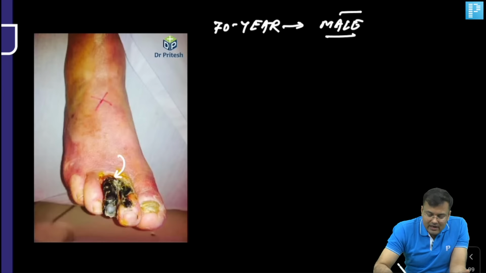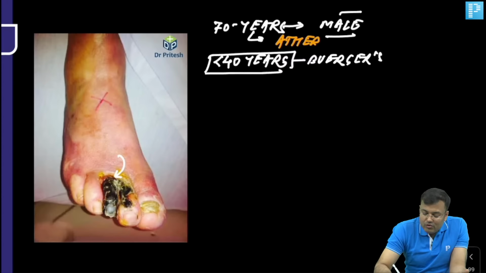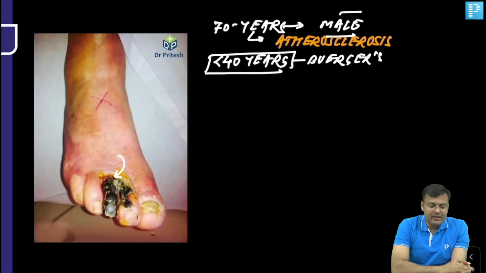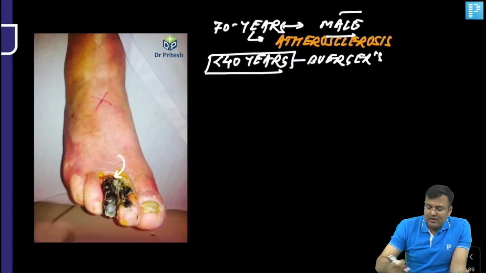If I ask, if the age is less than 40 years, young male smoker, age less than 40, Buerger. If elderly male smoker is there, what? Atherosclerosis. You have to remember this in the exam. You have to look for the age. Guys, this question was asked in FMG. Majority of students mark Buerger. So young male smoker, go for Buerger, and if elderly male is there, go for atherosclerosis.